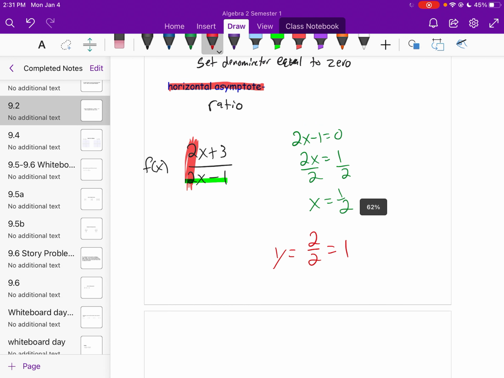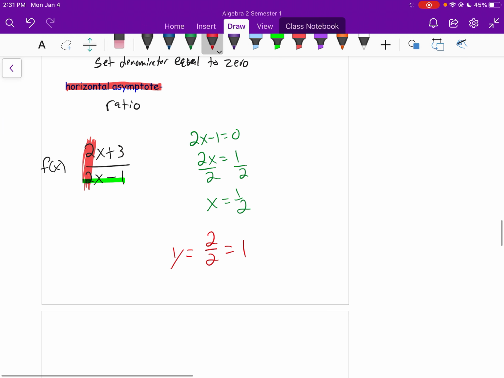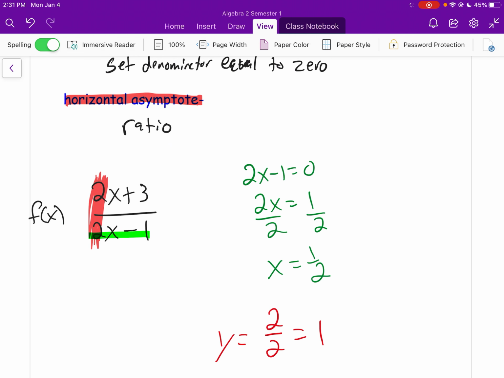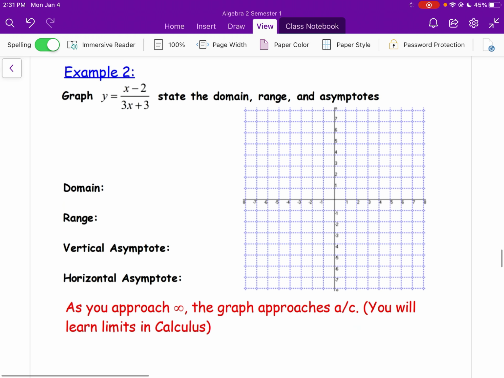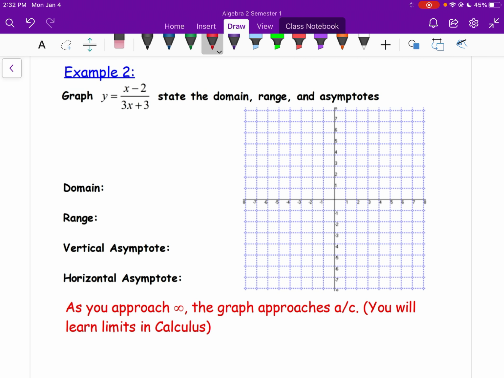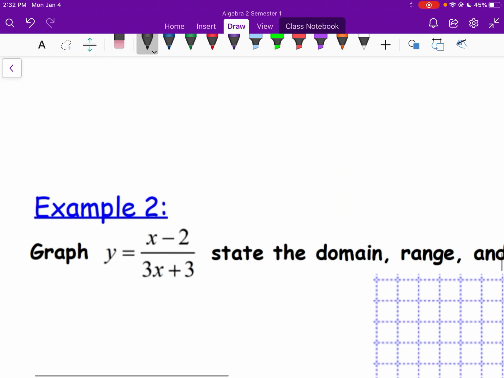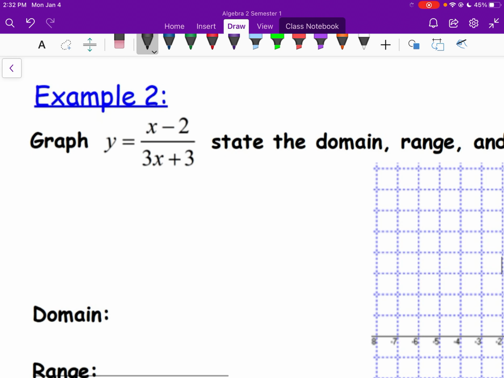Okay. Now, finding those points for the graph will be a little bit different. We'll go over that here in this next example. So, again, first thing you always need to do, figure out your vertical and horizontal asymptotes. So in this first one, 3x plus 3 equals 0. We're going to set that.